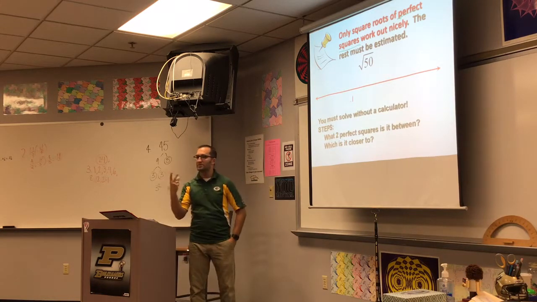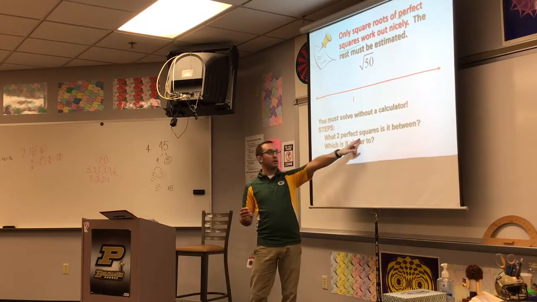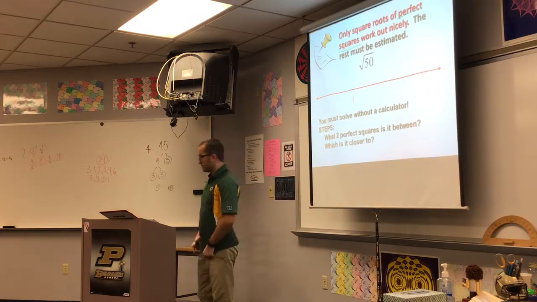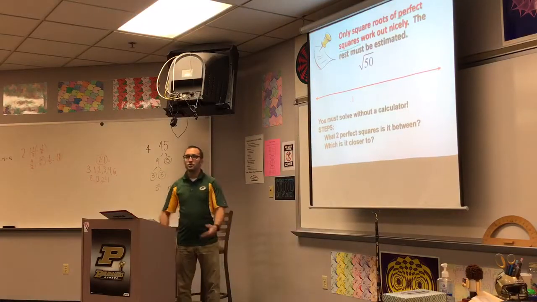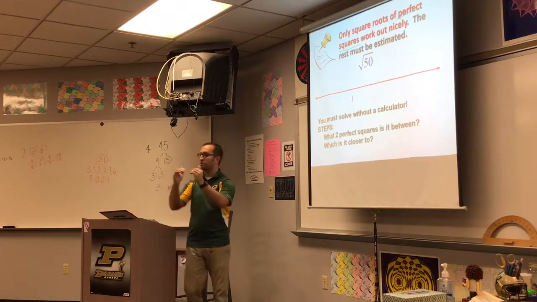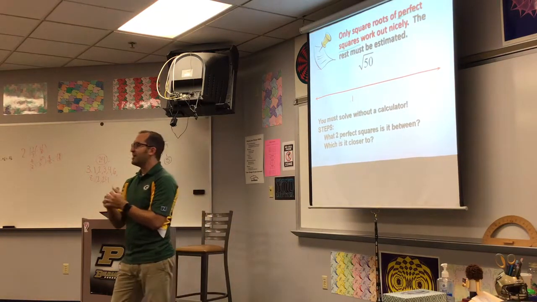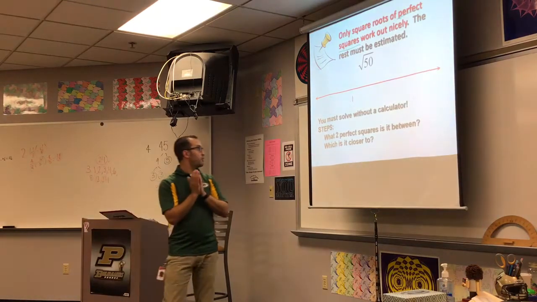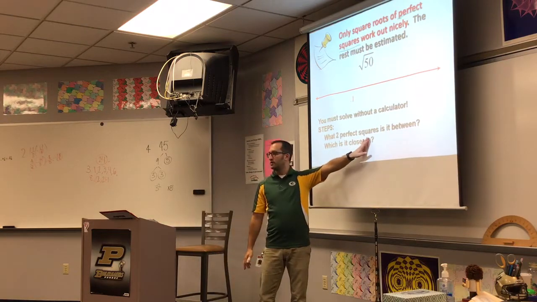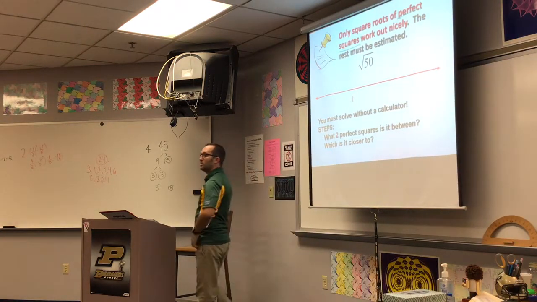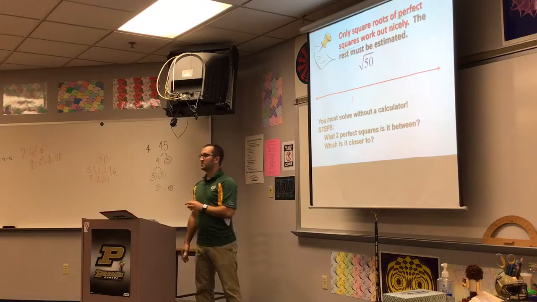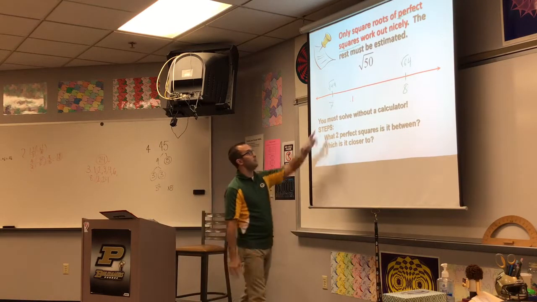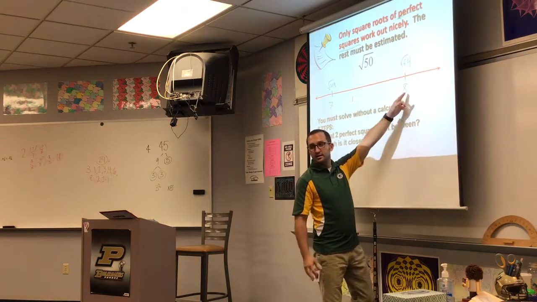So there are 2 steps, 2 questions to ask. What 2 perfect squares is that number between? And then which one is it closer to? So first off, what 2 perfect squares is 50 in between? Look at your table that we wrote earlier. Find the 2 numbers that 50 falls between. 49 and 64, which when we square root them would be 7 and 8.